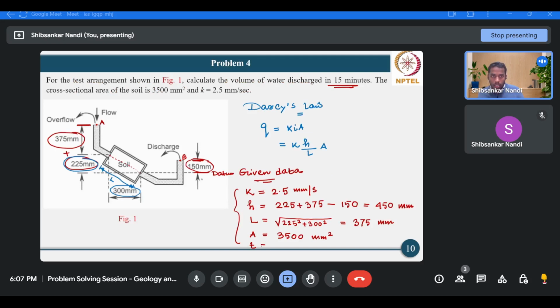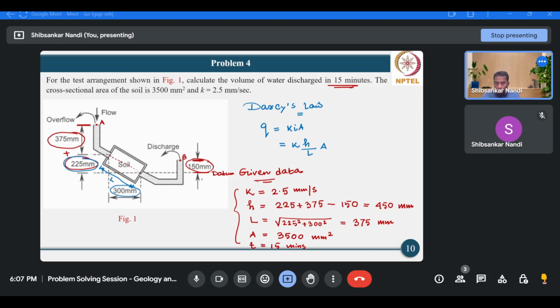So additional data is given as 15 minutes. Okay. So it's a reverse problem to problem 1. Here you have to calculate the volume of water discharged in 15 minutes, where the cross sectional area of the soil and the hydraulic conductivity of the soil are given, and at the same time the configuration, that means the soil dimension, is given but in a different way. So here the trick lies.